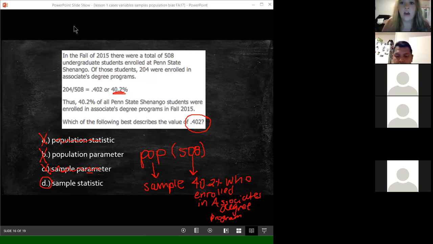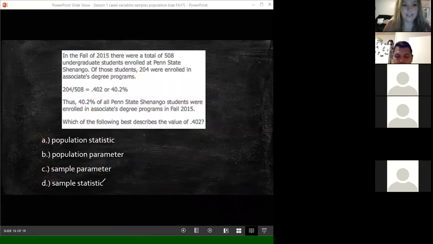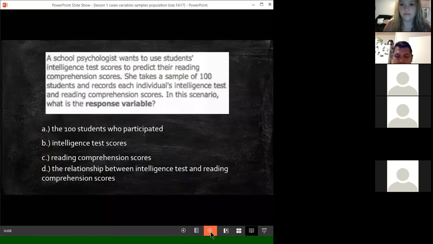But all right, perfect. So let's clear this. Let's do a few more. So here's another. A school psychologist wants to use students' intelligence test scores to predict their reading comprehension scores. She takes a sample of 100 students and records each individual's intelligence test score and reading comprehension score. So in this scenario, what is our response variable? Let's go ahead and read through these options.